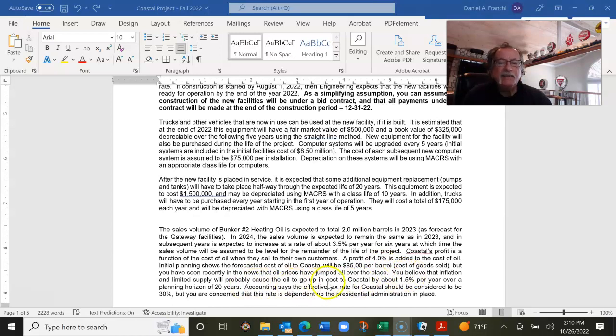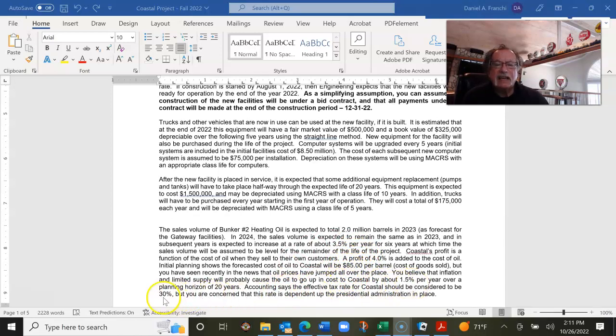And then we believe that the price of oil is going to increase 1.5% per year over the planning horizon of 20 years. Now, obviously, we've seen what's happened in the oil industry. And when I talk about sensitivity analysis, this price of $85 is something we're going to want to analyze.